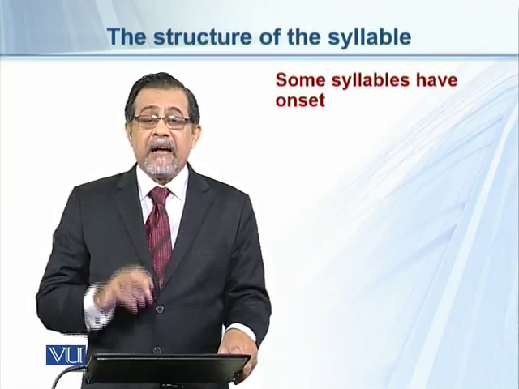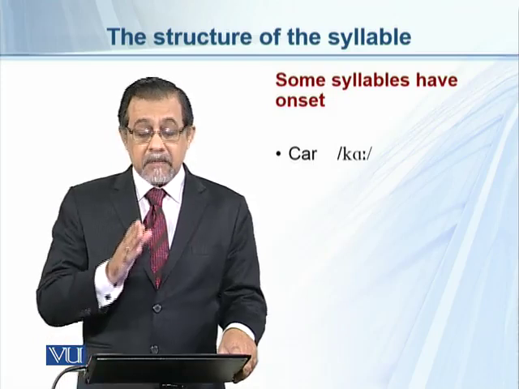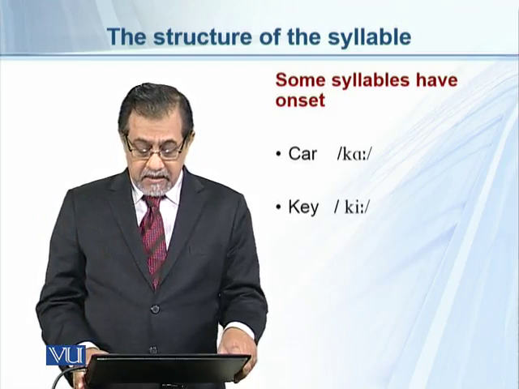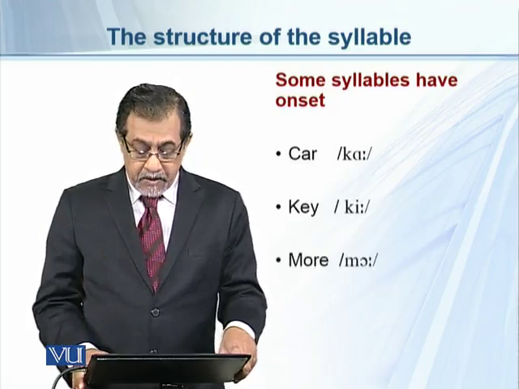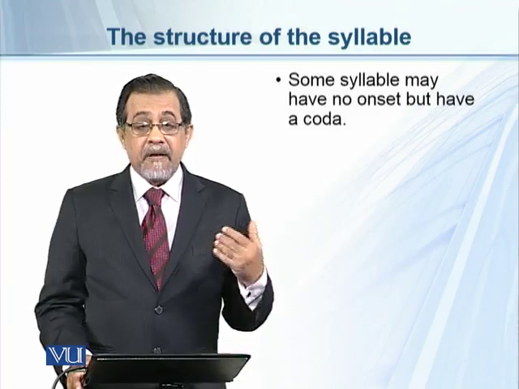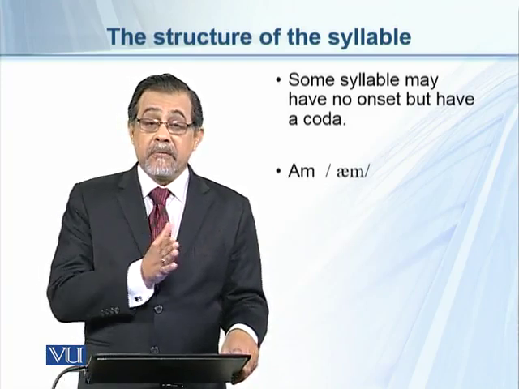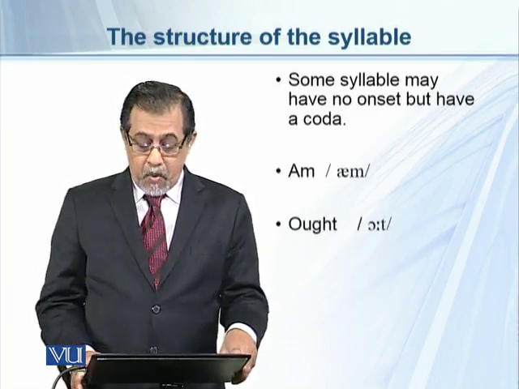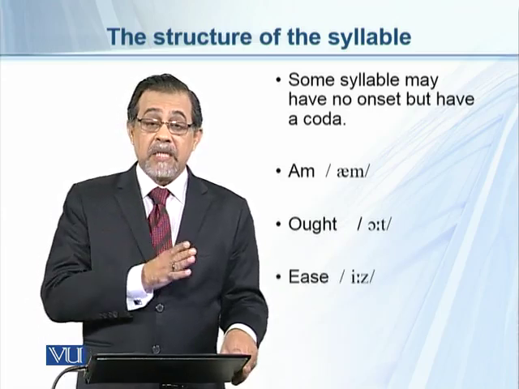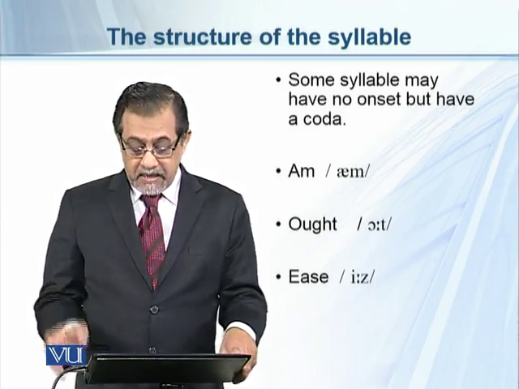Some syllables have onset. For example, "ka", it has onset "k", but no coda. "Ki", "mo". Some syllables may have no onset but have a coda. For example, "am", it has no onset. "Ought", it has no onset. "Is", it has no onset, but it has a coda. "m", "t", and "z".